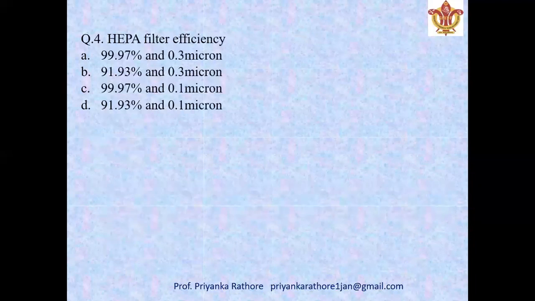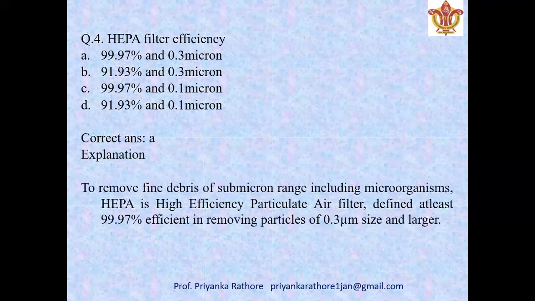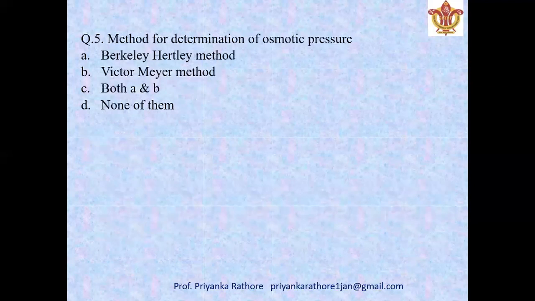Moving to the next question. HEPA filter efficiency. Options are given: A is 99.97% and 0.3 micron, B is 91.93% and 0.3 micron, C is 99.97% and 0.1 micron, D is 91.93% and 0.1 micron. So first thing, what is HEPA filter?